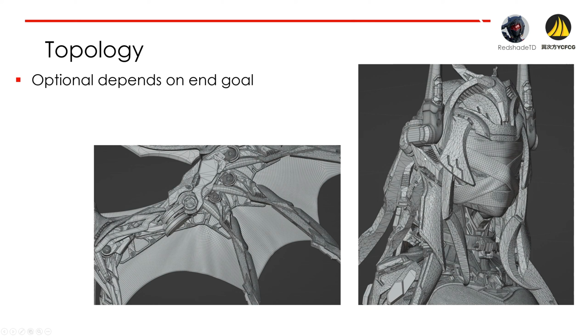But I would not recommend this if your character is going to end up in a film or games. You may want to spend a little bit of time on the topology for your characters. Make sure everything works the way it should. But in my case, I'm just going to use decimate for most of her details.